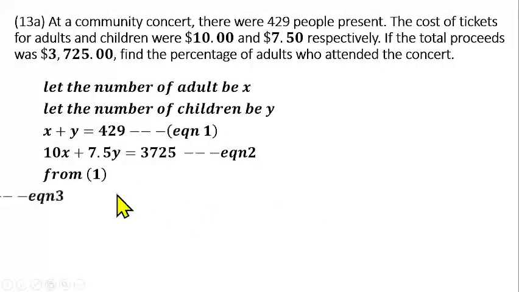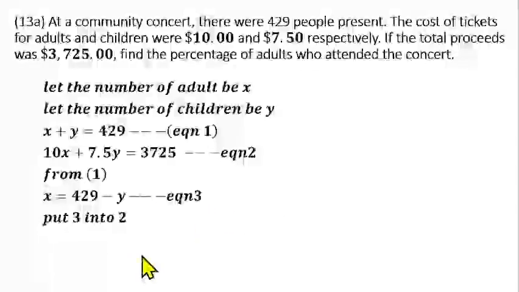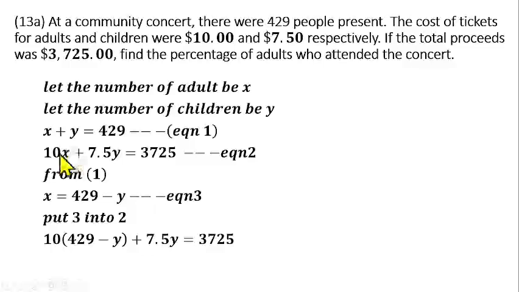From equation 1, make x the subject of the formula: x equals 429 minus y. Call that equation 3. So you can now put equation 3 into equation 2. That means you'll have 10 times x, which is 429 minus y, plus 7.5y equals 3725. Then open the bracket.